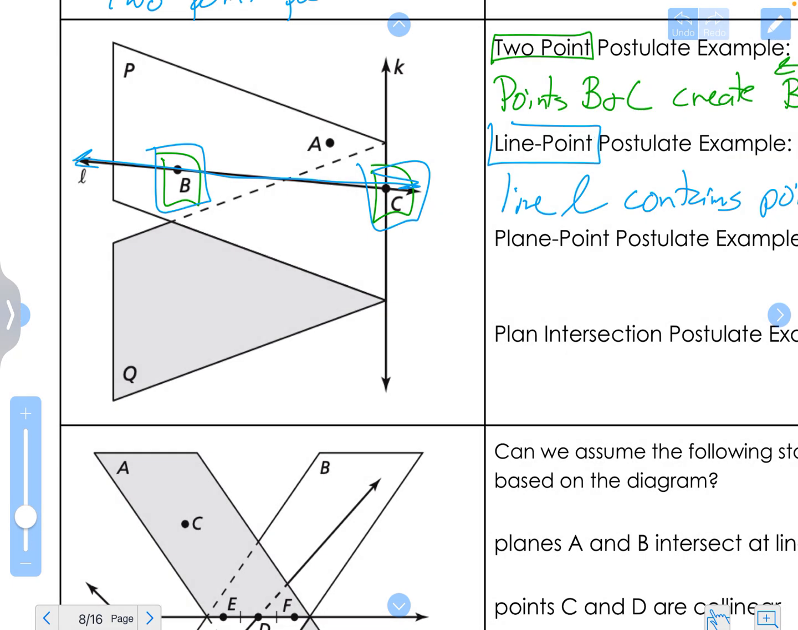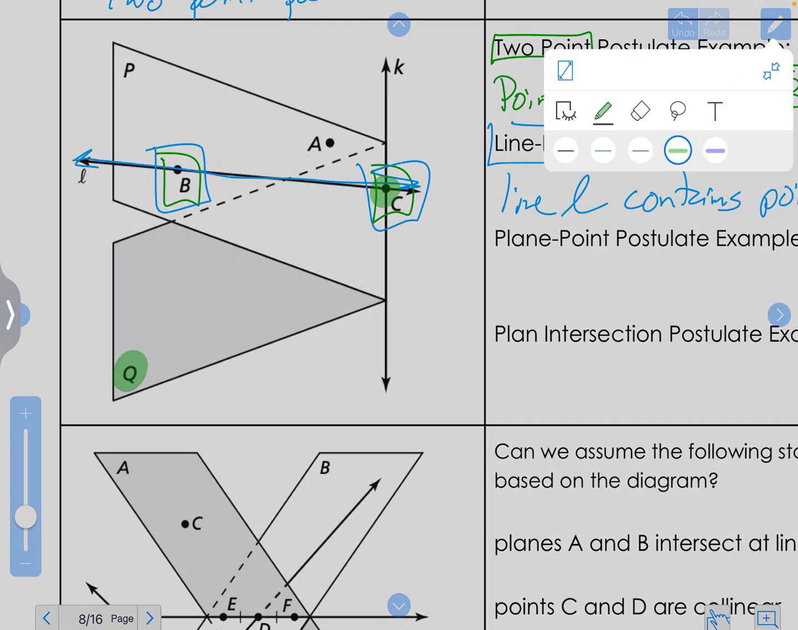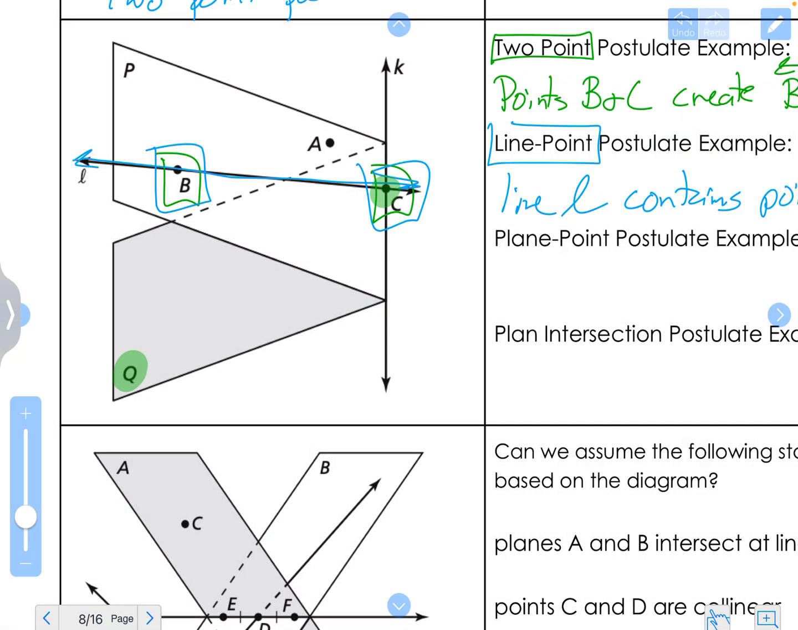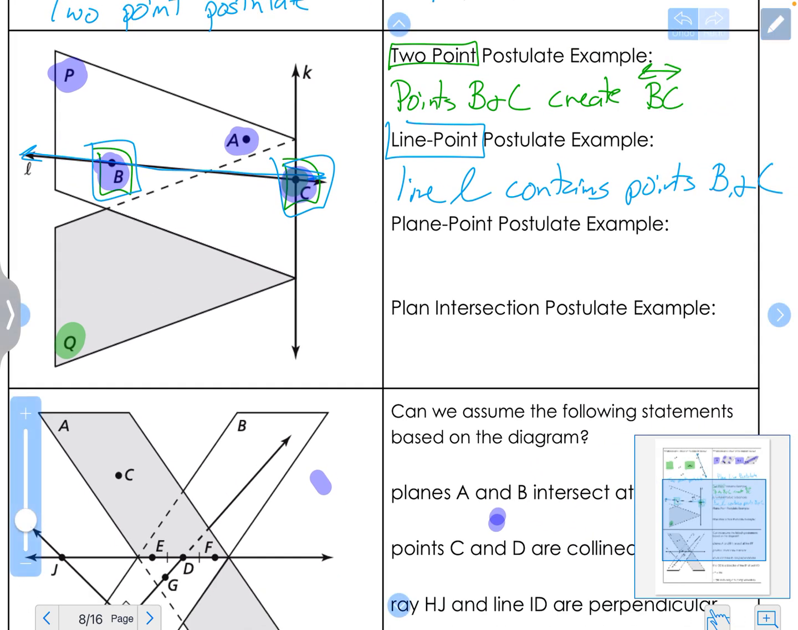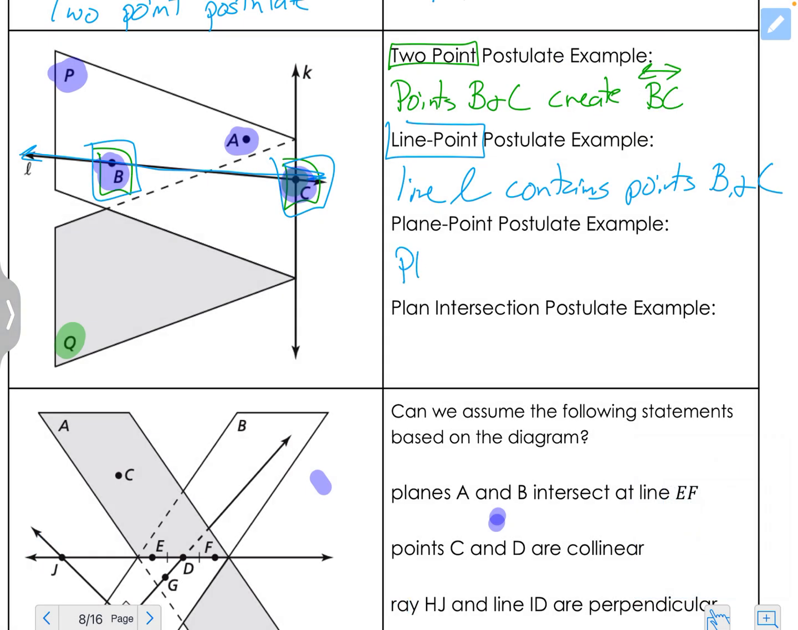So I need to look at my planes. If I notice, plane Q only has 1 point, point C. So I cannot use that plane for this postulate because it has to have 3 non-collinear points. So now we look at plane P. A is not on the line with B and C, so that gives me 3 non-collinear points. So plane P contains points A, B, and C, which are non-collinear.